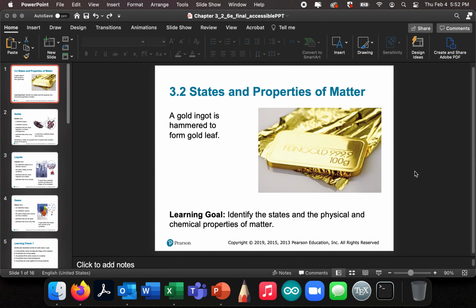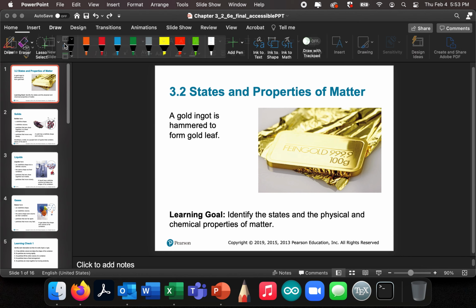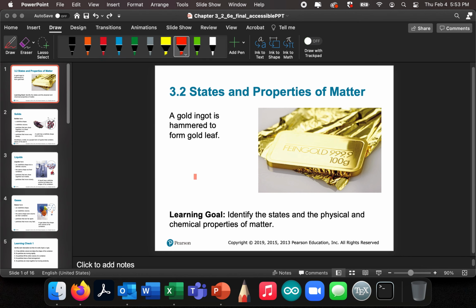Okay, so let's look at states of matter. Now, we talked about different kinds of matter. Now let's talk about states. All right, this is kind of interesting. So our learning goal here is to identify the states and the physical and chemical properties of matter.